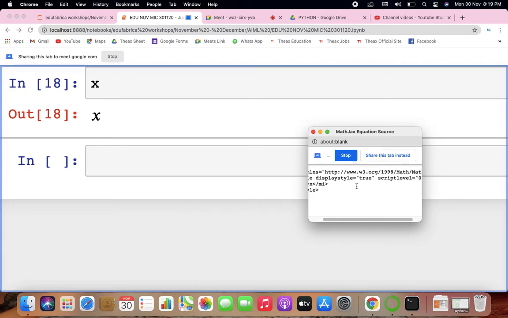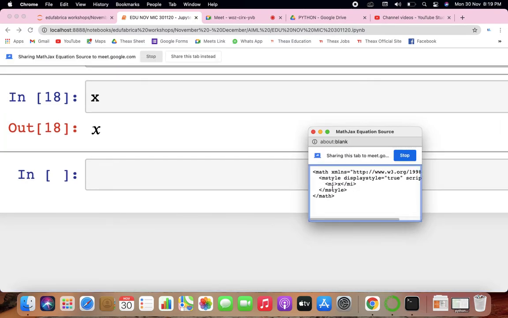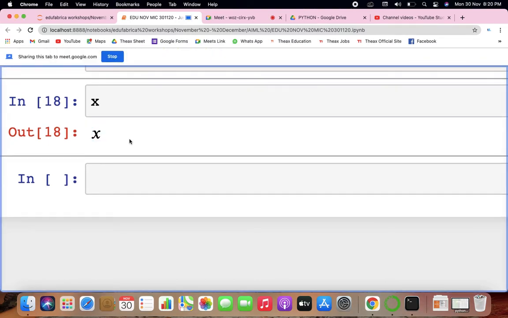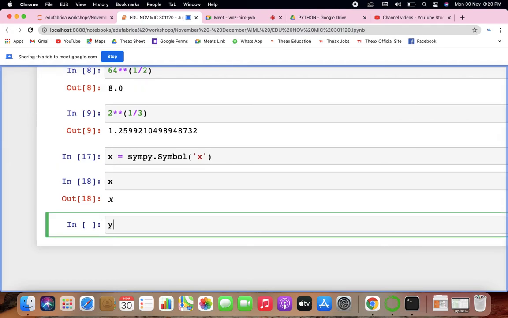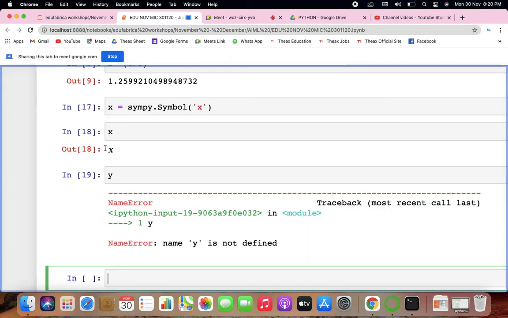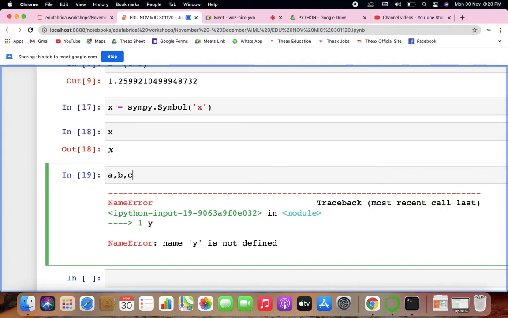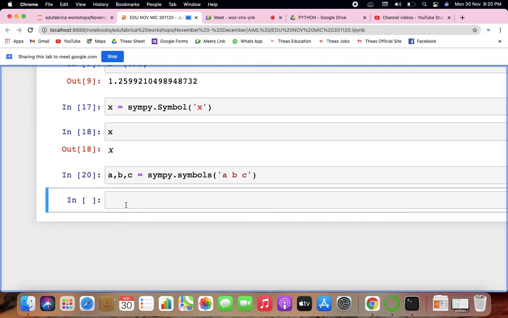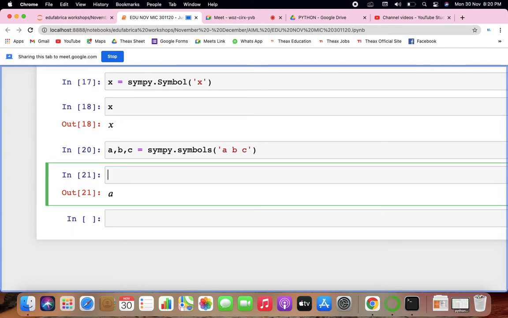Okay, right. Just a second, see this. What do you find there? Alright, this is how it goes. Now if I say y, it is not defined. Similarly, you have to define y as a symbol. Now, when you're taking a lot of symbols at once, like a, b, c, I need to define them. So I'll say a, comma, b, comma, c, and I'll use sympy.symbols with a, b, and c like this. Now if you say a, you'll find a symbol, right? b, you'll find a symbol, right?